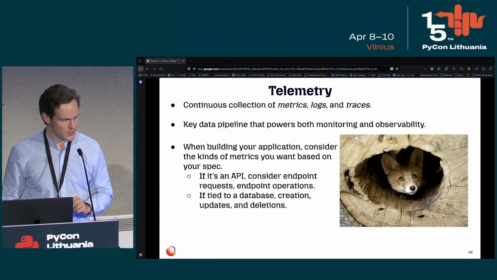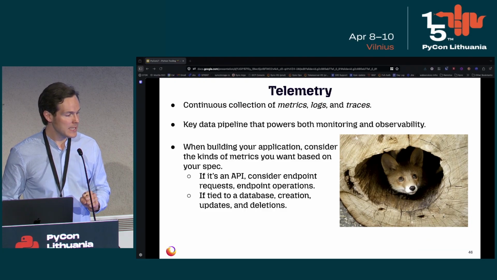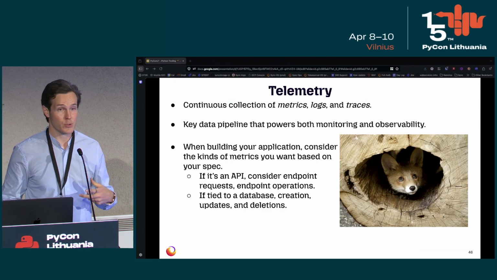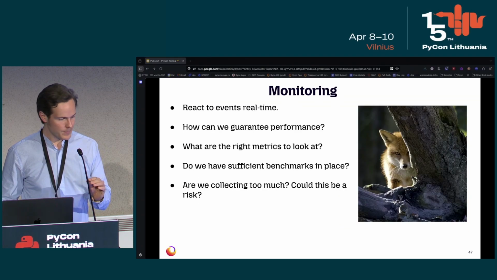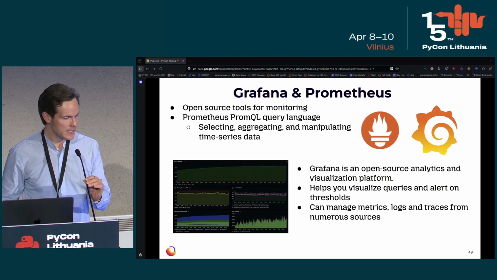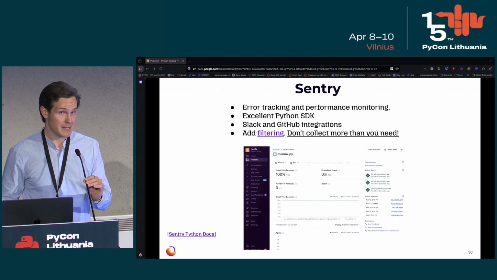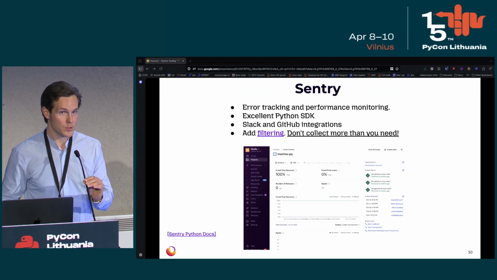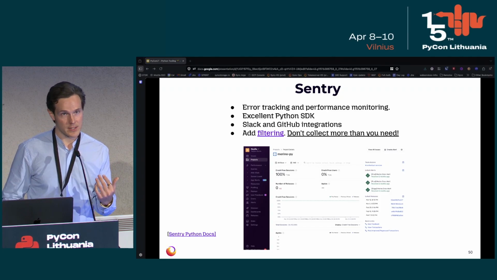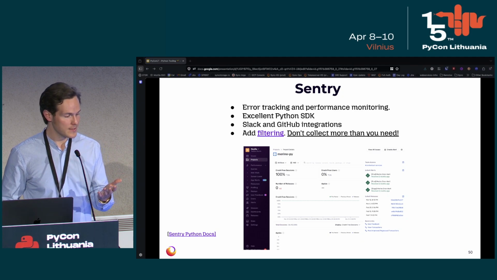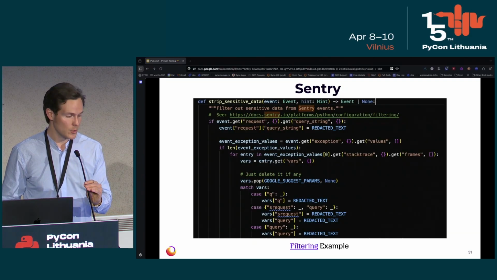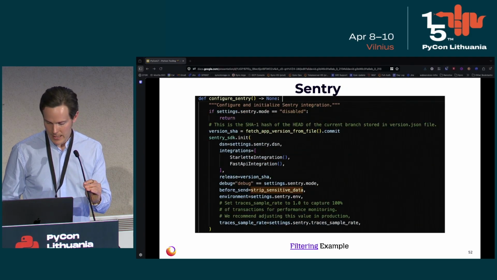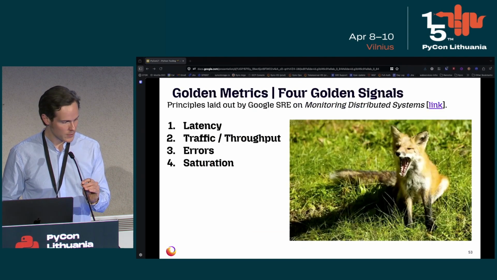I won't have much time to talk about telemetry and observability, but the continuous collection of logs, metrics, and traces and their purposes is incredibly important to consider. The only thing I'll show you very quickly, we use Grafana and Prometheus as our open source tooling to collect and manage a number of our metrics and then visualize them, and then Sentry for error reporting. One note on Sentry, be very careful, make sure to add filtering. You don't necessarily need to collect more than you need. I have a code example there that you'll be able to review a little bit later.